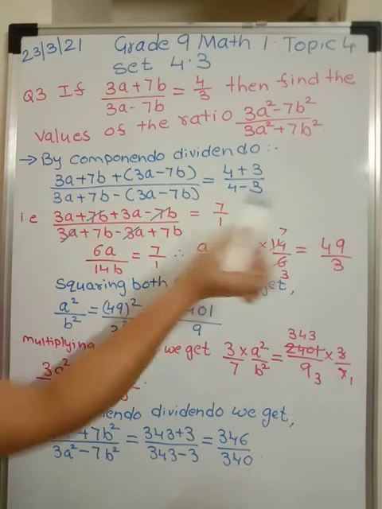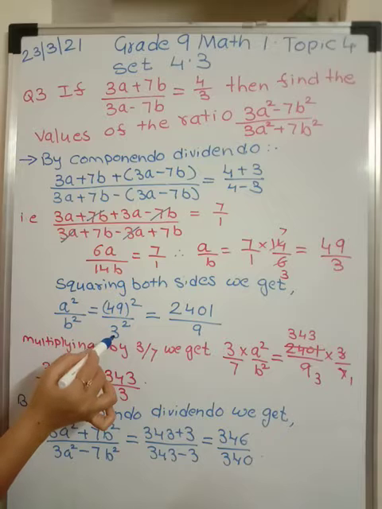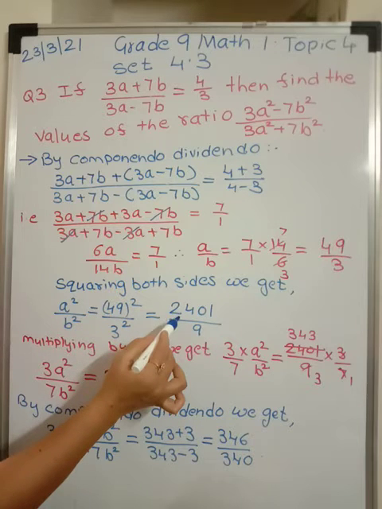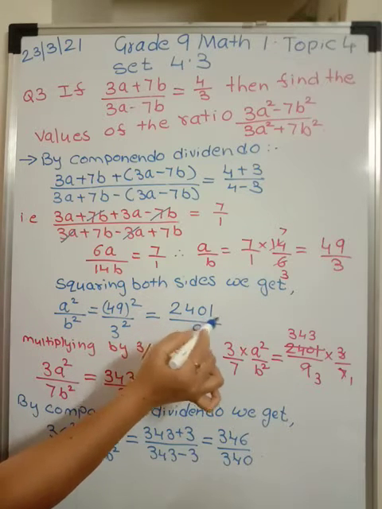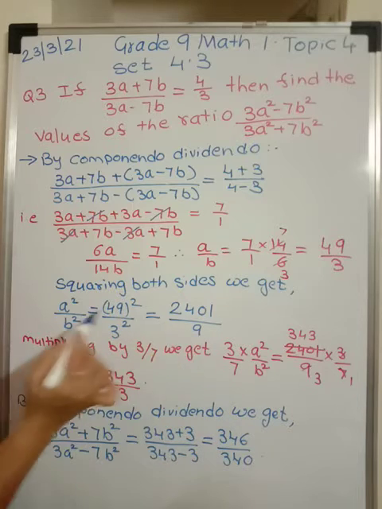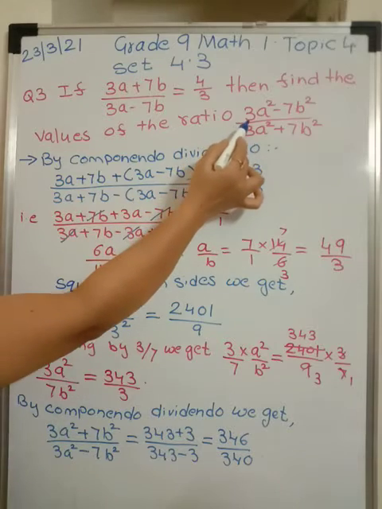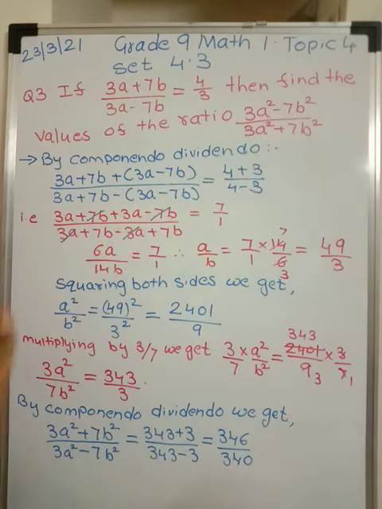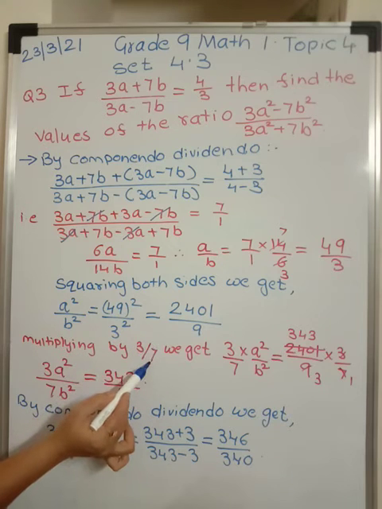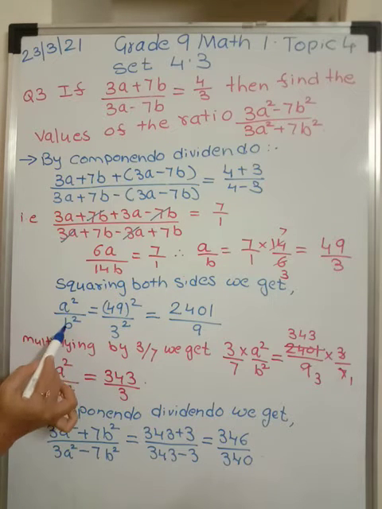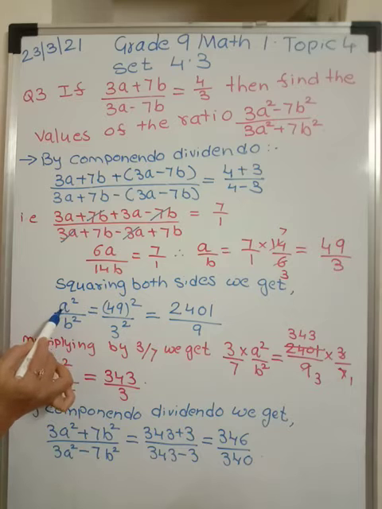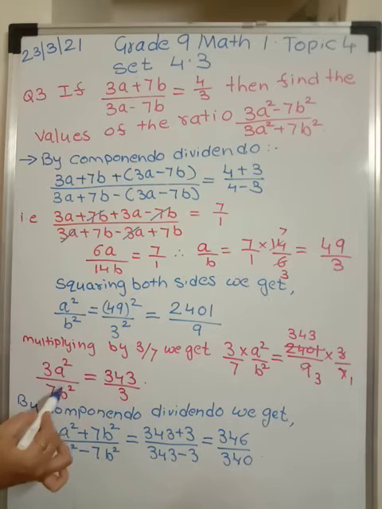We have to square this also. So we have 49 square upon 3 square. 49 square is 2401 and 3 square is 9. Now after this, see what we want. A square is multiplied by 3, b square is multiplied by 7. So we want to multiply a square by 3 and b square by 7. So we need to multiply this ratio by 3 by 7. If you multiply this ratio by 3 upon 7, you will automatically get 3a square upon 7b square.